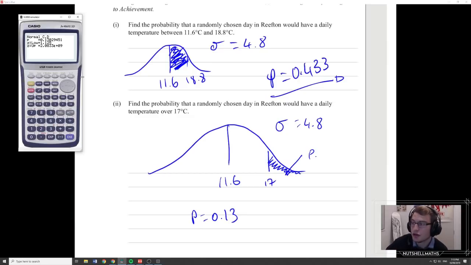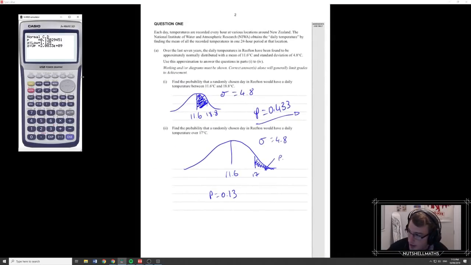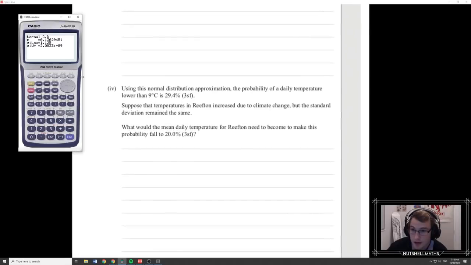So far, so good. You should have your graphics calculator. If you don't have a graphics calculator, you are throwing away free credits. You've got to go and buy one. Any questions so far? We're looking pretty good. Let's have a look at this now.